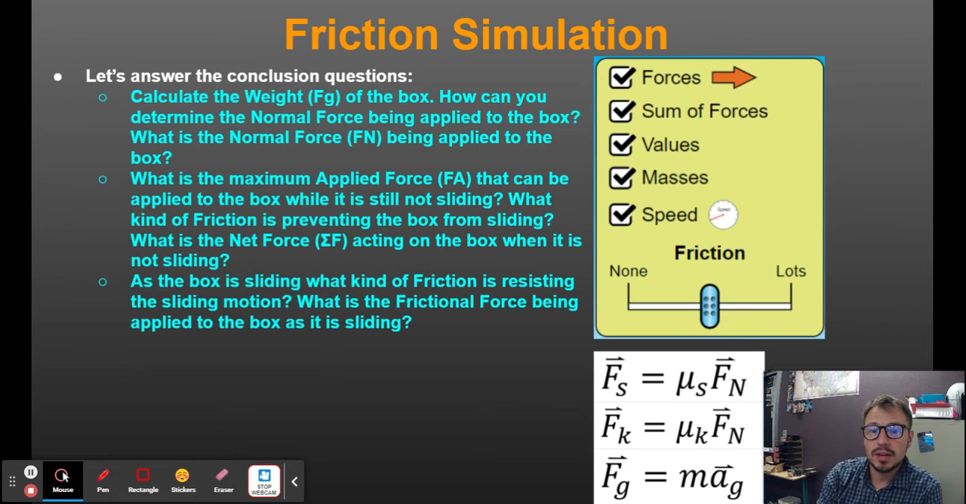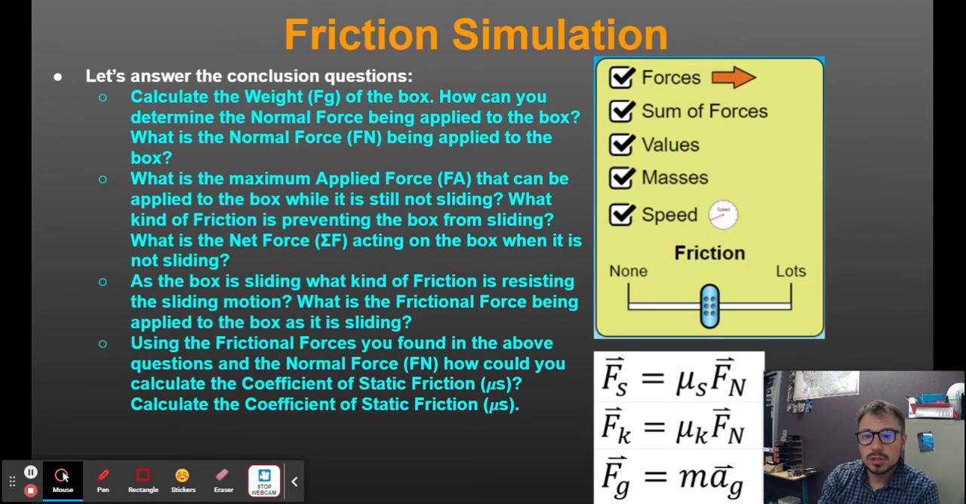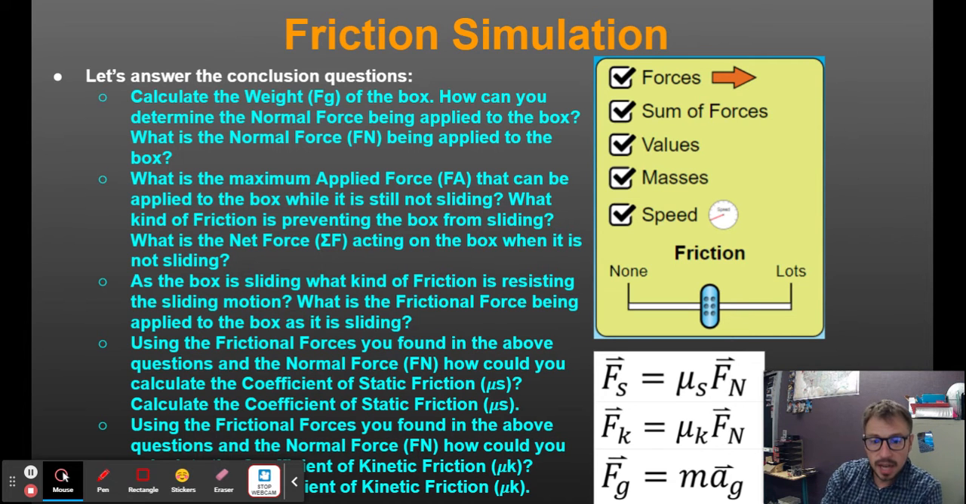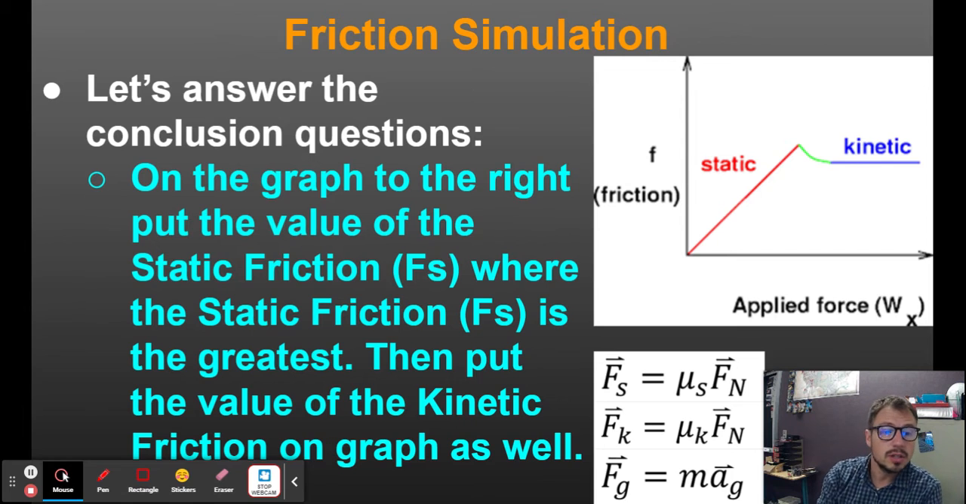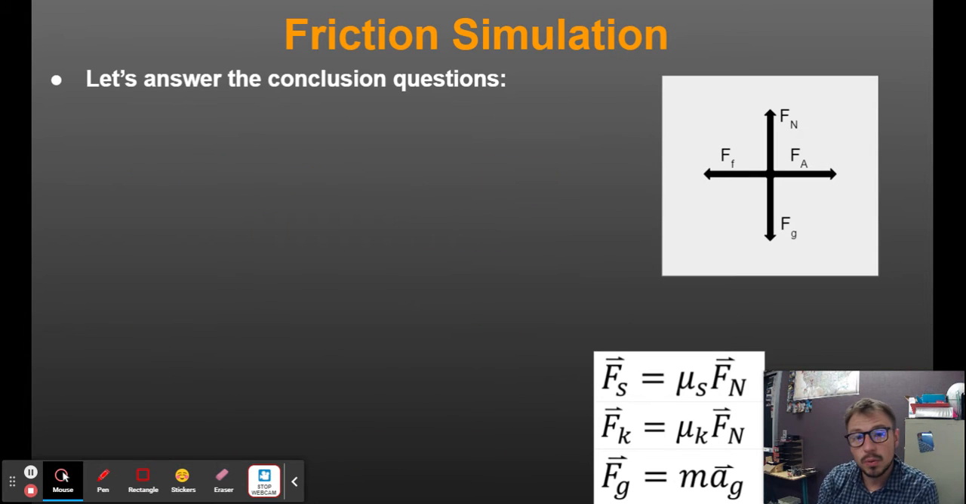Now, as the box is sliding, what kind of friction is resisting the sliding motion? It's going to be that kinetic friction. What is the frictional force being applied to the box? I think the simulation based on this condition is going to be 94 newtons. So then you can calculate the coefficient of static friction and coefficient of kinetic friction based on those numbers. So then you can put that on these graphs. So that point right there at the top, the maximum amount of friction that these two surfaces can provide, is going to be 125 newtons, and that kinetic friction is going to be 94 newtons.